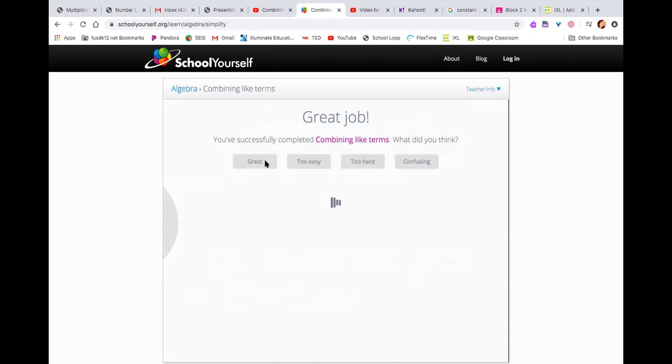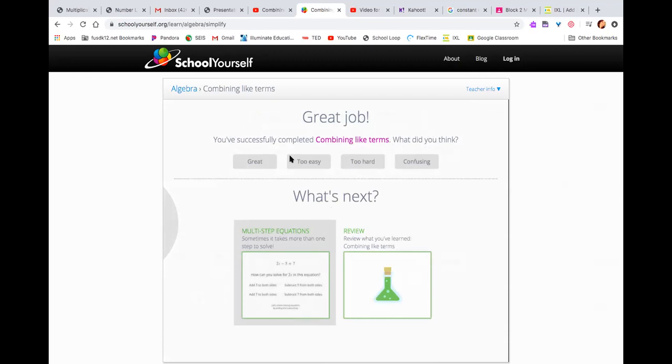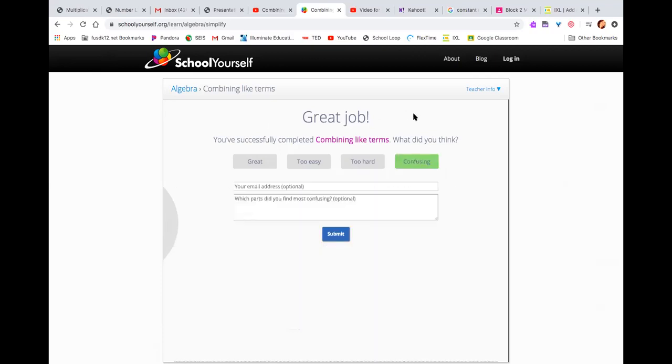All right, so combining like terms, did we feel great, too easy, too hard, or confusing? Did we feel this was great, too easy, too hard, or confusing? Kind of confusing for me. Kind of confusing. Okay. So not great, but not too hard. So I'll just put confusing. Oh wait, it's not letting me do it. Oh, I know why. So it was a little confusing. Cool. Thank you for your feedback.